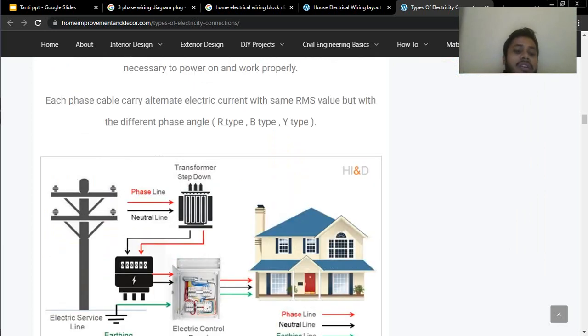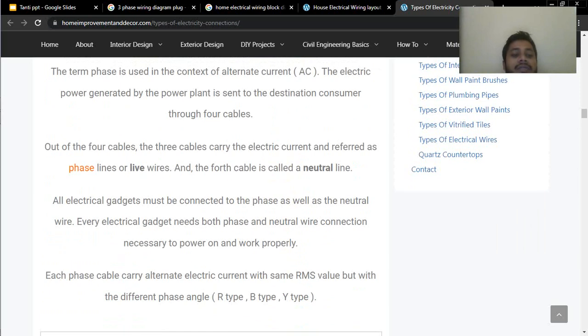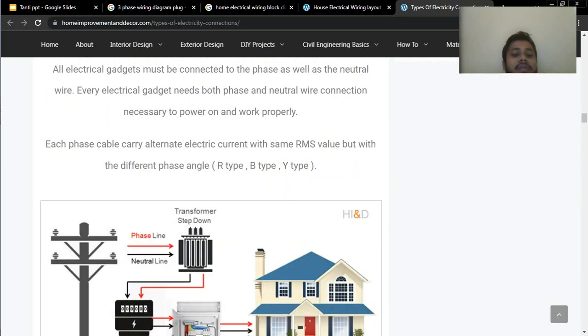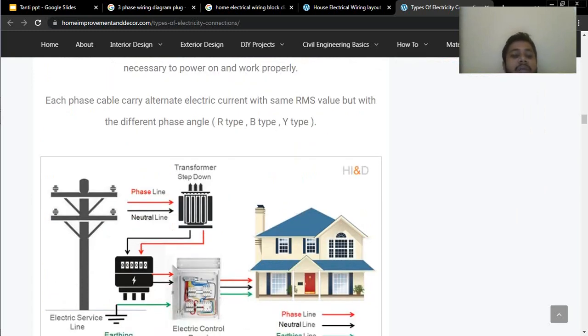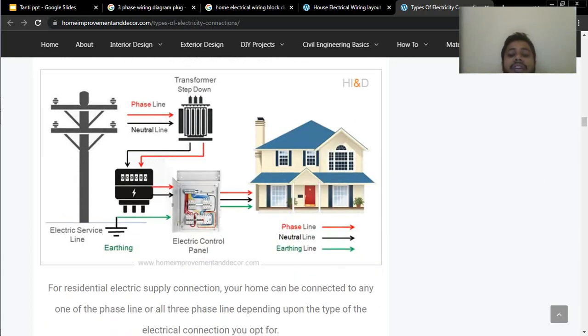Here is the transformer and distribution. Each phase cable carries alternating electric current with the same RMS value but with different phase angles. What are the phase angles? It is a 120-degree phase angle, which we will learn about.